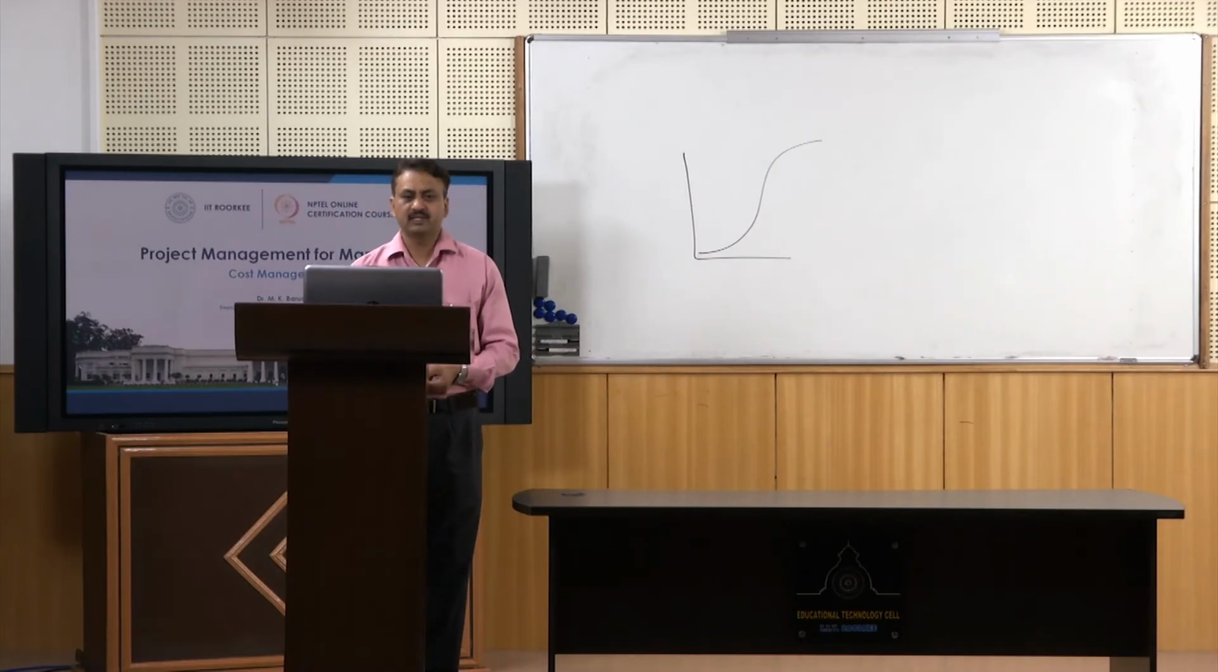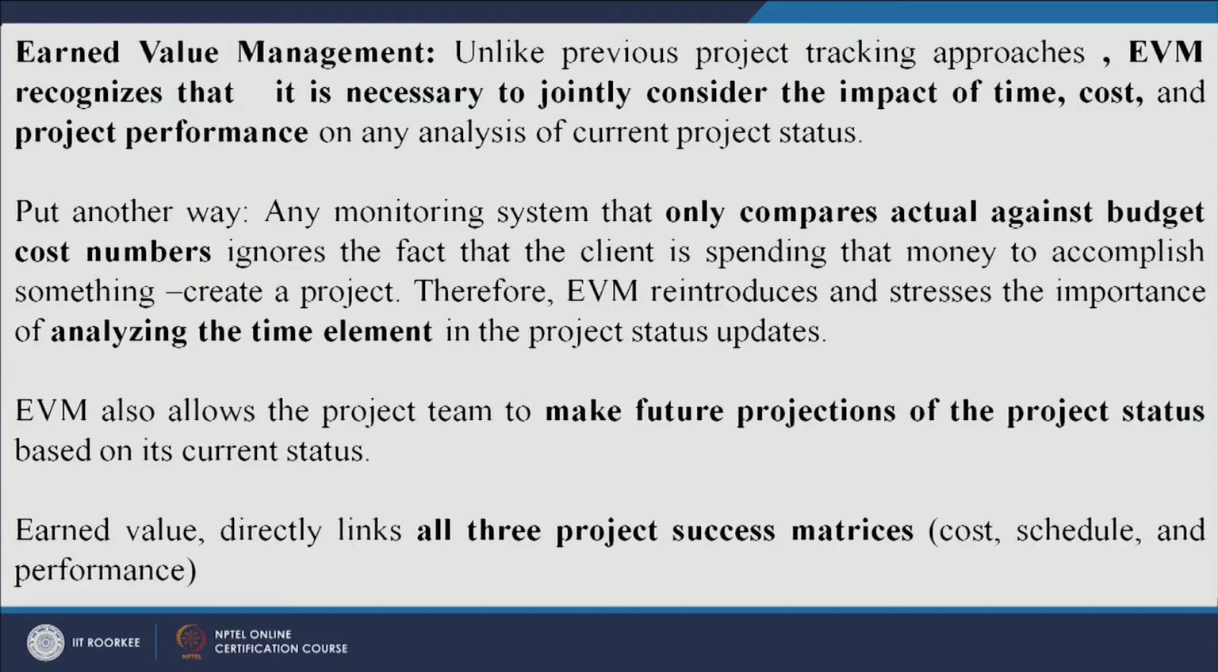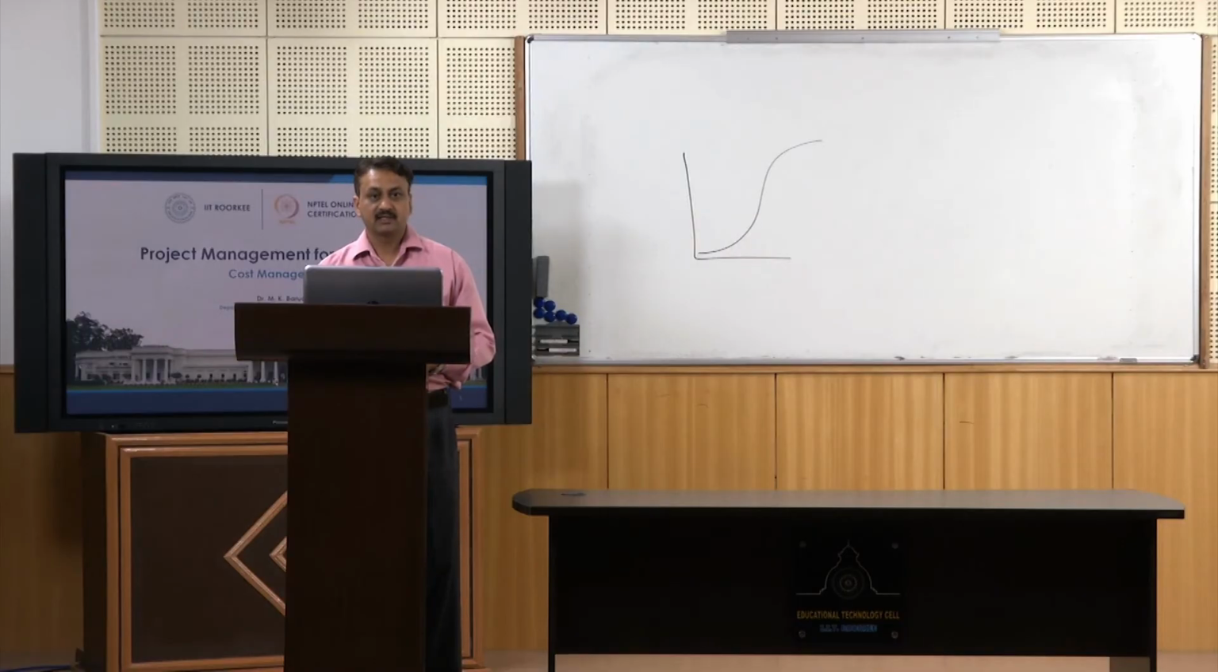Let us look at EVM, earned value management. EVM actually focuses not only on time and cost, but it also focuses on performance. So actually you are focusing on all those success criteria, the iron triangle which we covered in the very beginning. Iron triangle means cost, time and performance.